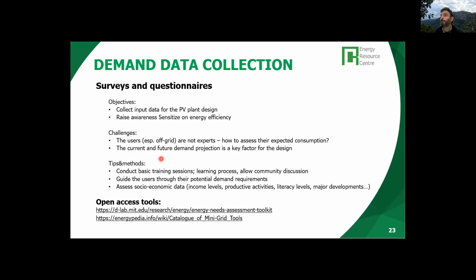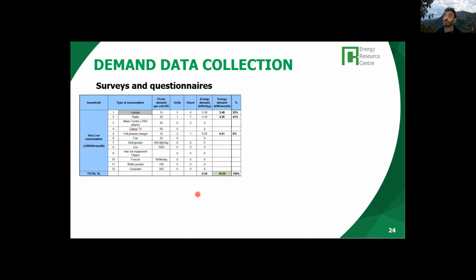All right, there are different tools you can check. I'm sharing here a couple of links, from the MIT or even from Energypedia. But in the end, what we need to do is to be able to fill in tables like this one, where we have for each tier of consumption, this would be the very low, below 20 kilowatt hour per month.